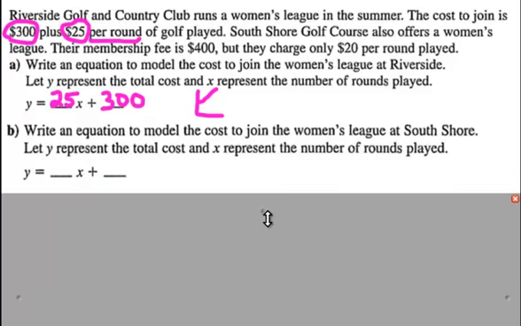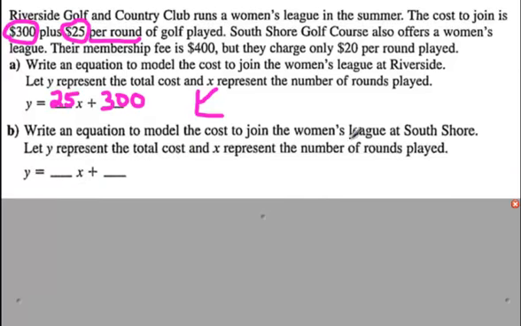Write an equation to model the cost to join the women's league at South Shore. That's the second golf club here. Okay? Same rules as the last one. So we've got two numbers here. The membership fee there is $400, but they only charge $20 per round. Okay, so it's $400. I'm starting with that y-intercept right there, or our starting point. It's $400, and it is $20 per round.